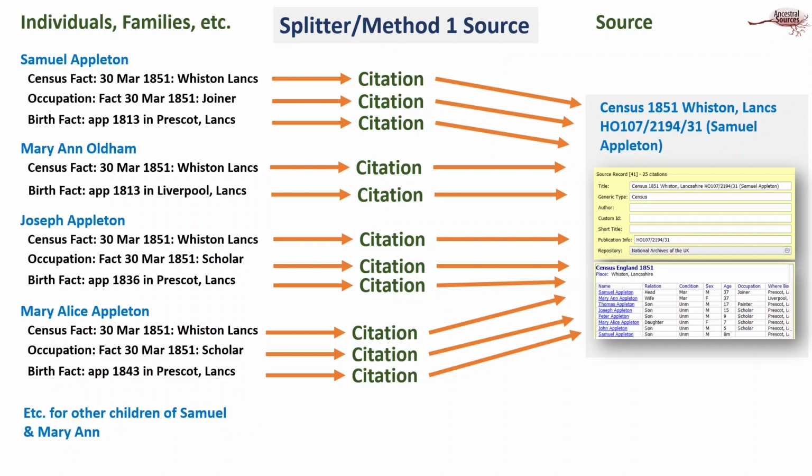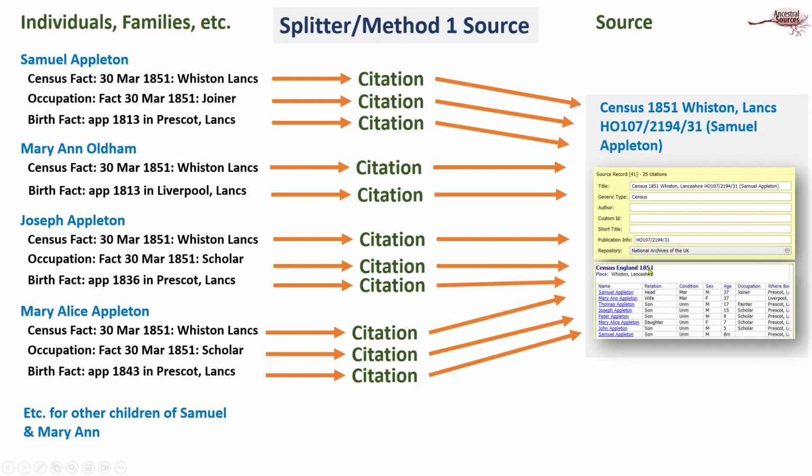We'd have a source for every birth certificate, a source for every death certificate, a source for every marriage, etc. And when I created Ancestral Sources, I called that recording method 1. So the key concept with splitter method 1 sources is that all of the data about the source is recorded within the source itself. So we have over here on the right hand side the title of the source, Census 1851, Whiston, Lancashire, and the reference, etc.